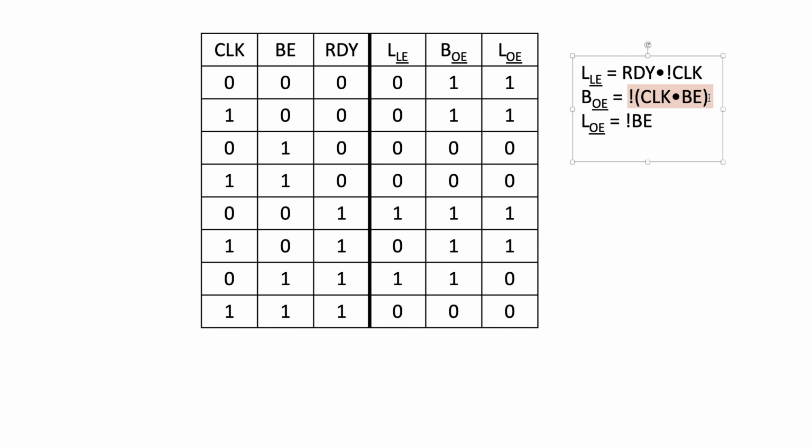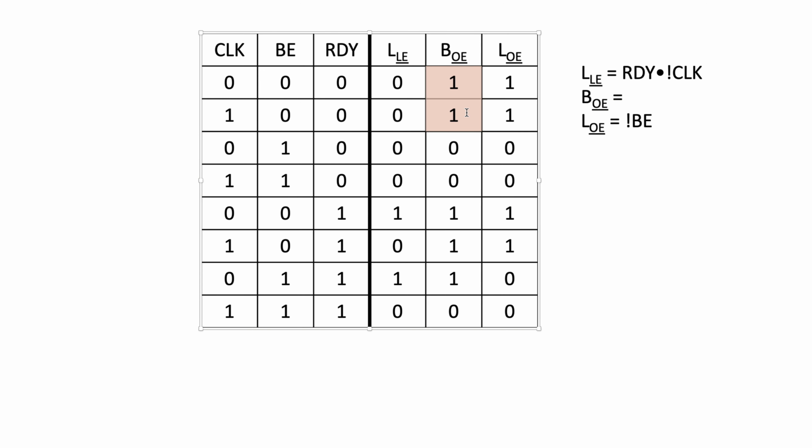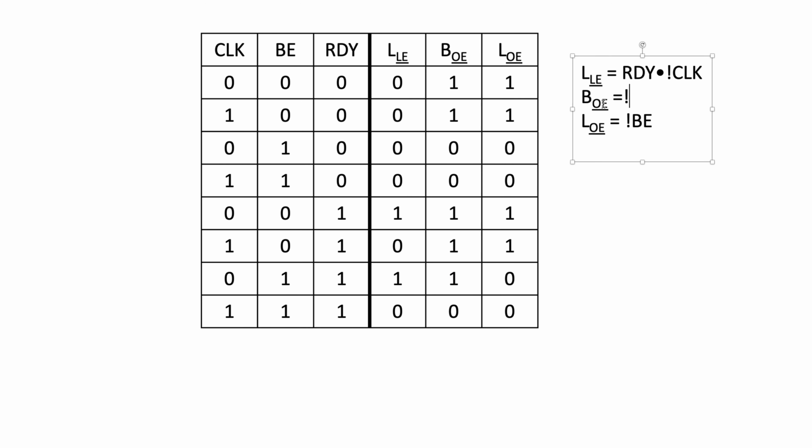And then the most complicated one is the output enable of the buffer. It's either bus enable is low or the clock is low and ready is high. So bus enable is low or the clock is low and ready is high.